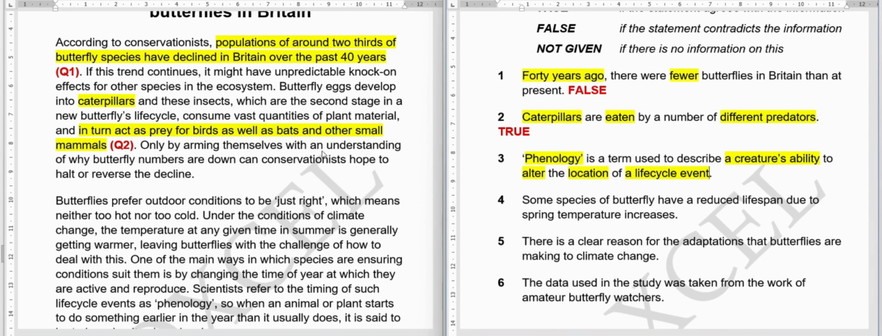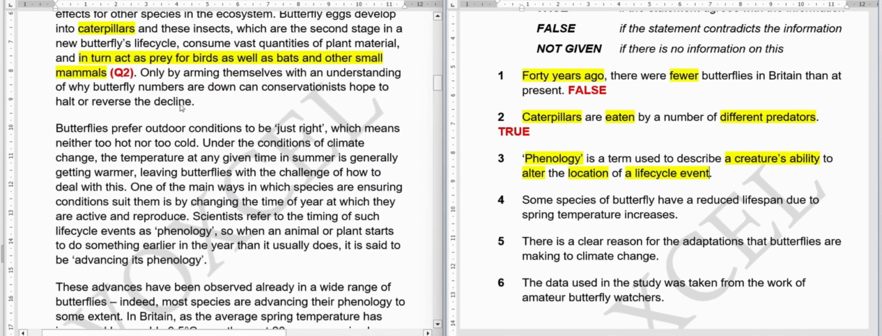Let's read together about the word. Only by arming themselves with an understanding of why butterfly numbers are down can conservationists hope to alter or reverse the decline. So here they are saying what they can do to reverse the decline. They have to arm themselves, meaning to say equip themselves with understanding. They have to understand why the numbers are going down so fast. Butterflies prefer outdoor conditions to be just right, which means neither too hot nor too cold. Under the conditions of climate change, the temperature at any given time in summer is generally getting warmer, leaving butterflies with the challenge of how to deal with this.